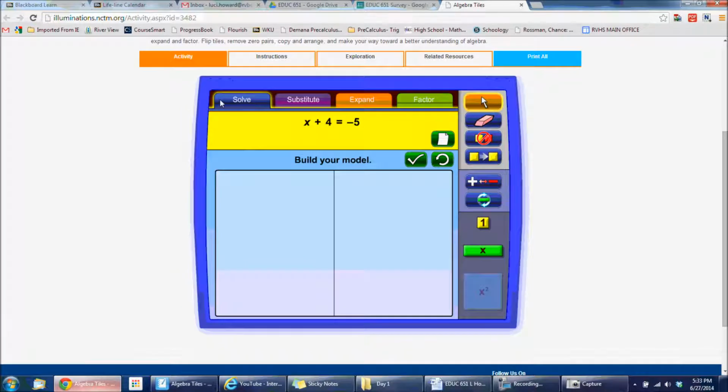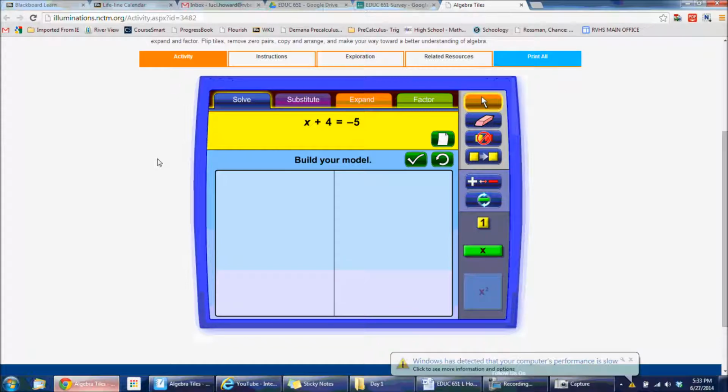But it's a series of problems, and it's a virtual way to manipulate some algebra tiles. So even if you don't have the actual algebra tiles that each of your students can have in the classroom, you can take them to a computer lab and have them do some problems, post a link on a website, let them work one-on-one, or even as a whole class, model these problems.